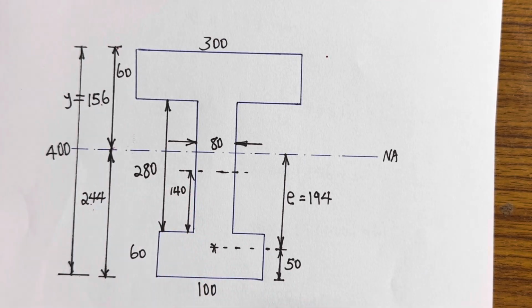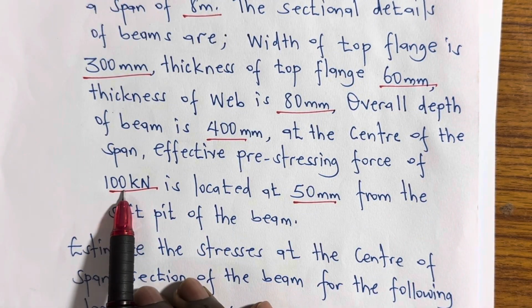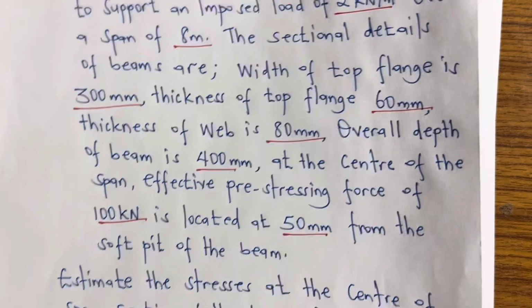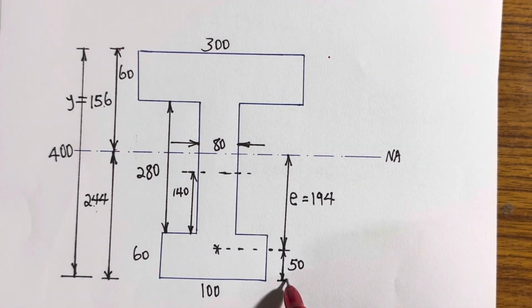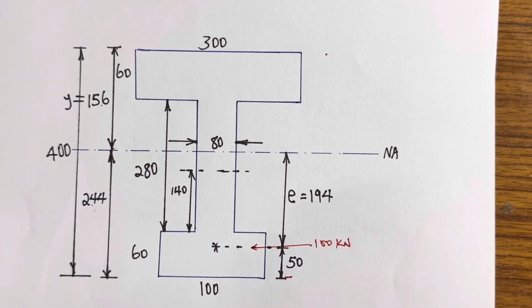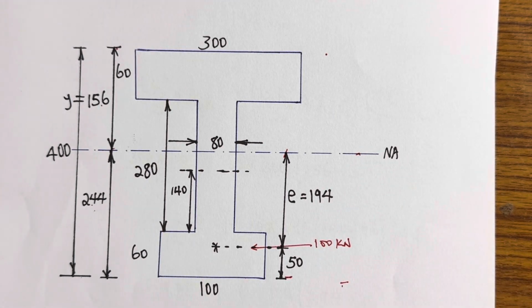Now the question says it is located. What is located? Let me bring back this question, and you see the question says a prestressing force of 100 kilonewton is located at 50 mm from the soffit, from the bottom. So from the bottom is here, the force of 100 kilonewton, let's say it's here, is located at that very point, leaving an eccentricity from this part up to this part, where from here up to here is 240.